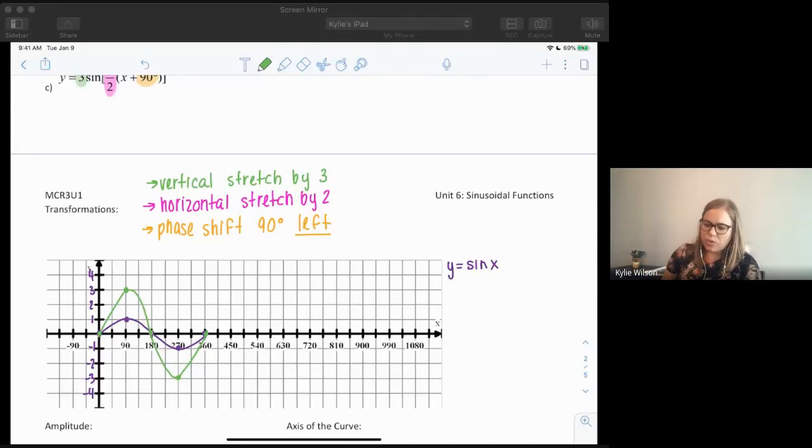Next, we have our horizontal stretch by 2. So that means that I multiply all of my x's by 2. So this one here will go to 180. This one here will go to 360. And my next one, 270 times 2 is 540. So this one will go to 540. And then my last one will go to 720. So here's my horizontal stretch like that.